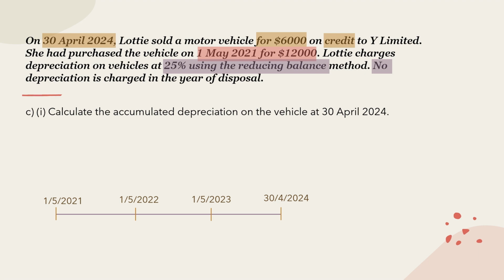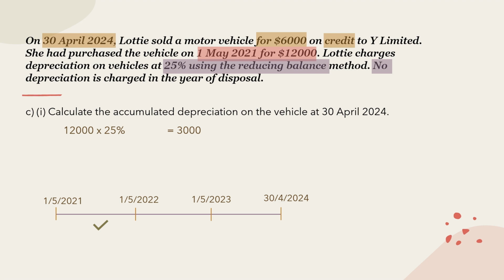Now, when we are calculating depreciation, remember it's the reducing balance method, so we are charging depreciation on the net book value. For the first year, we have to charge depreciation. It's 1 full year. Since it's the first year, we will charge depreciation on the cost. So 12,000 times 25% is going to be $3,000.